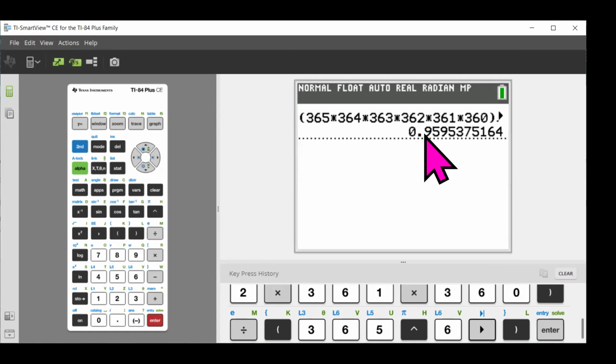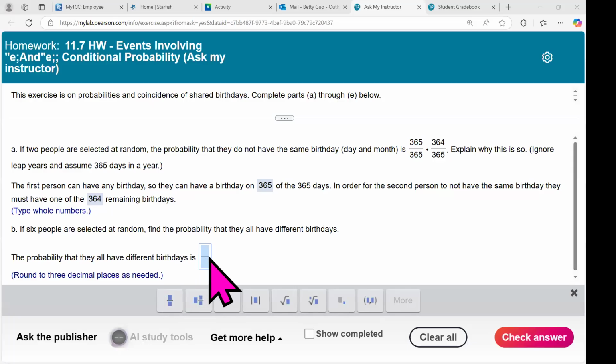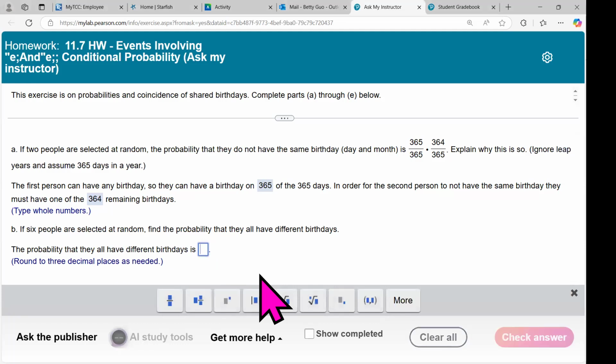So it's going to be 0.960, because the next digit is 5, which is bigger than or equal to 5. 960. Let me enter that. It's a decimal, so we don't need the fraction. Get rid of that. 0.960.